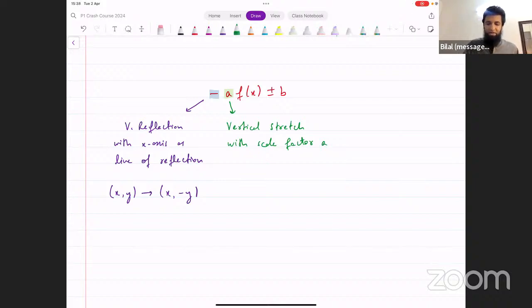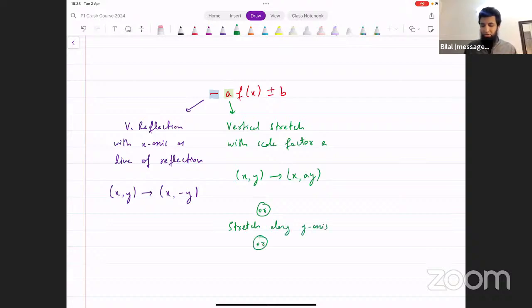Let me actually just write this down first. What happens to x, y coordinates in this case? X coordinates remain the same. They do not change. What happens to the y coordinate? Whatever the y coordinate was earlier, it gets multiplied by a. So it becomes a times y now. Right? That's what the stretched coordinates look like. Now, in this case, you could use other descriptions as well. You could use, for instance, stretch. Instead of vertical stretch, you could use stretch along y-axis. That will be acceptable.